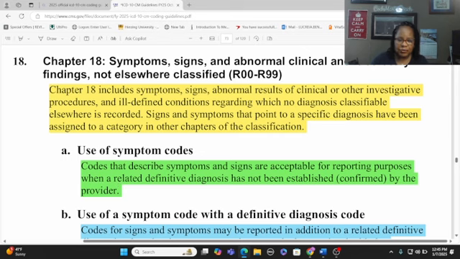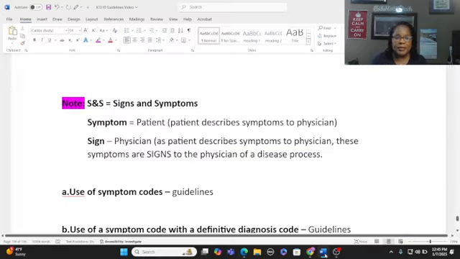All right, we're at A, use of symptom codes. Codes that describe symptoms and signs are acceptable for reporting purposes when a related definitive diagnosis has not been established or confirmed by the provider. So if the patient comes in and all they have is a symptom, a headache, and no further studies or no further diagnosis was given by the provider, then all you can code is headache. Let's make sure that's all for A. Yep, straight from the guidelines.